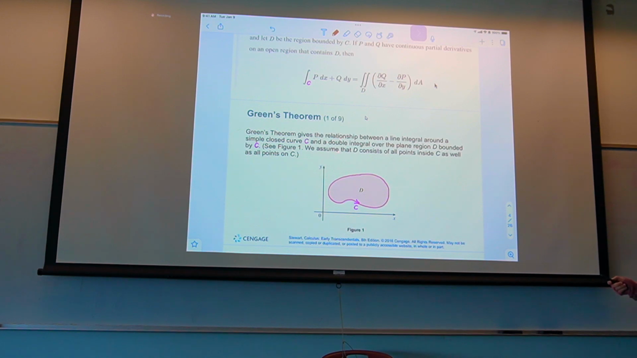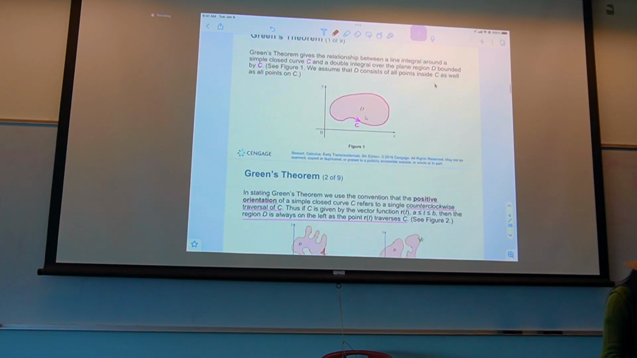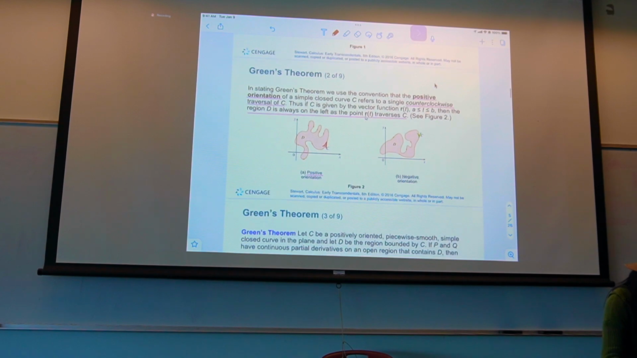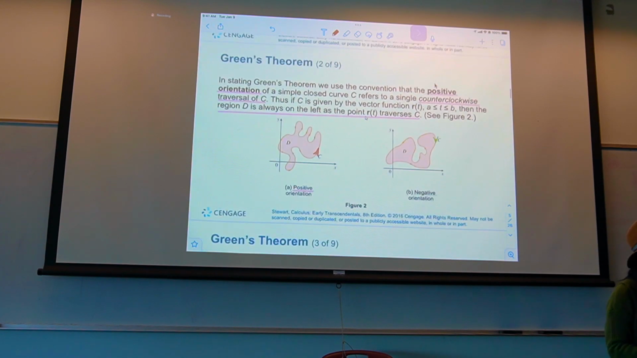There's some remark here. We assume that the D here consists of all points inside this C as well as all points on C. So it contains the inside, but also contains the boundary. So the whole thing, including the boundary, is D.